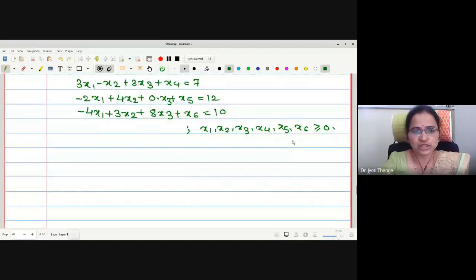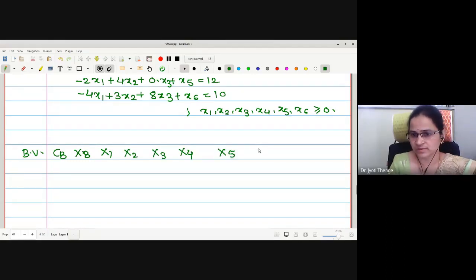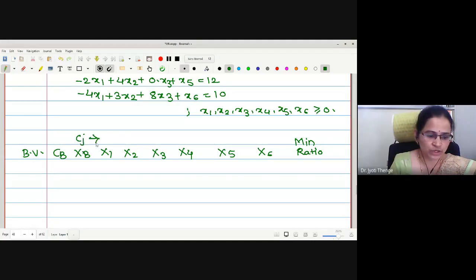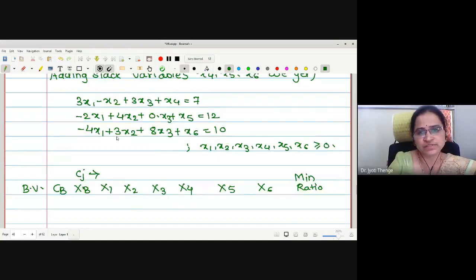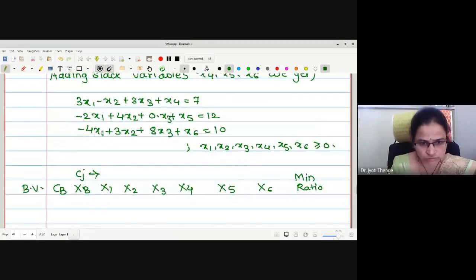Here I can show you the initial table. What is the initial table? Basic variable, CB, XB, X1, X2, X3, X4, X5, X6 and minimum ratio. And CJ at the top. What are the CJ entries? CJ entries of Z star we have to write: minus 1, 3, minus 2. Remaining are 0, 0, 0.